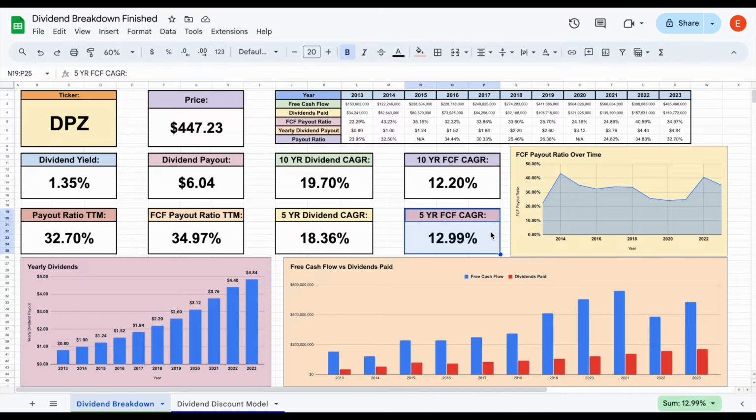But when I see nice levels of free cash flow growth, I can feel confident the company is going to be able to continue to increase their dividend payouts over a long period of time. And I take the company's free cash flow very seriously. We can see free cash flow is reflected in both of these charts in some way.